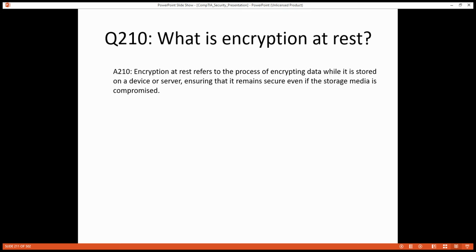Q210. What is encryption at rest? A210. Encryption at rest refers to the process of encrypting data while it is stored on a device or server, ensuring that it remains secure even if the storage media is compromised.